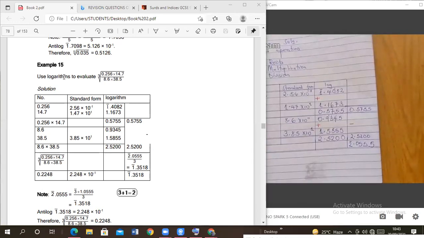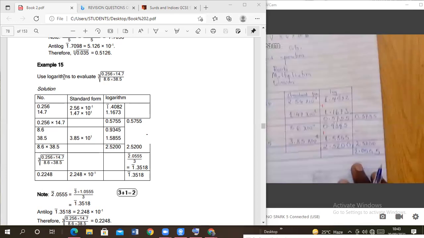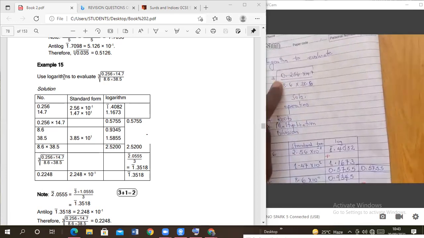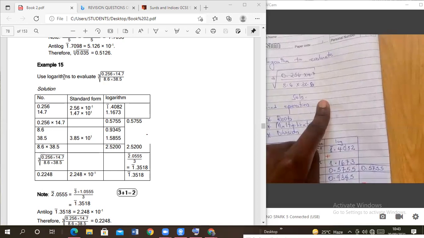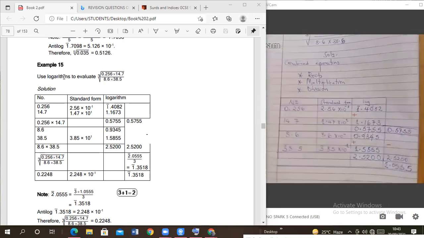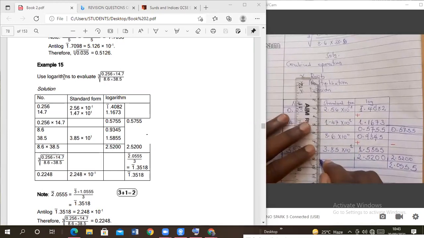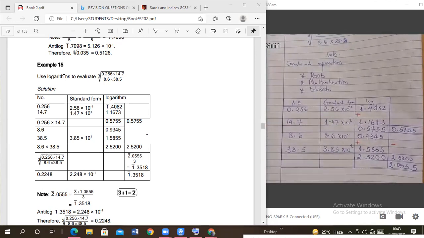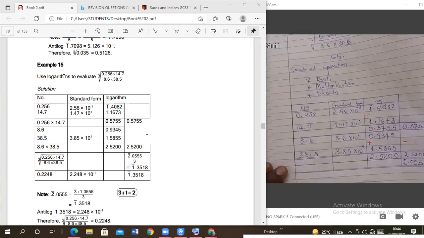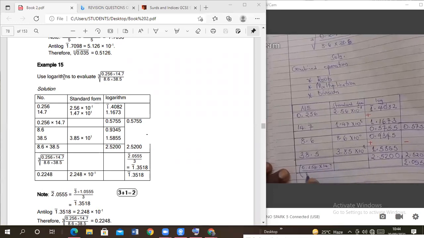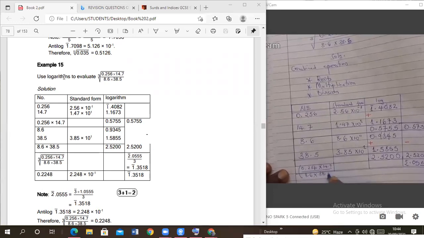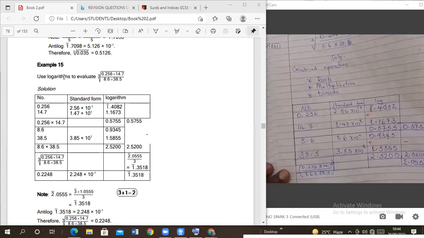I think that? Yes. Now what we have got is this one without the cube root. So let's come here. Now this time we shall have 0.256 times 14.7 over 8.6 times 38.5, to the power of a third.